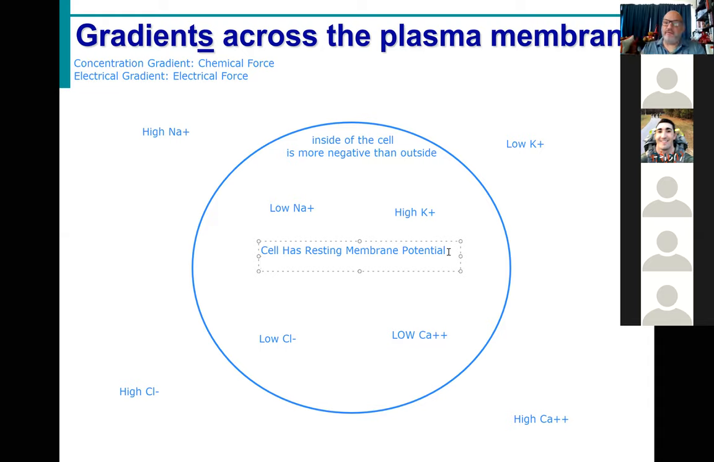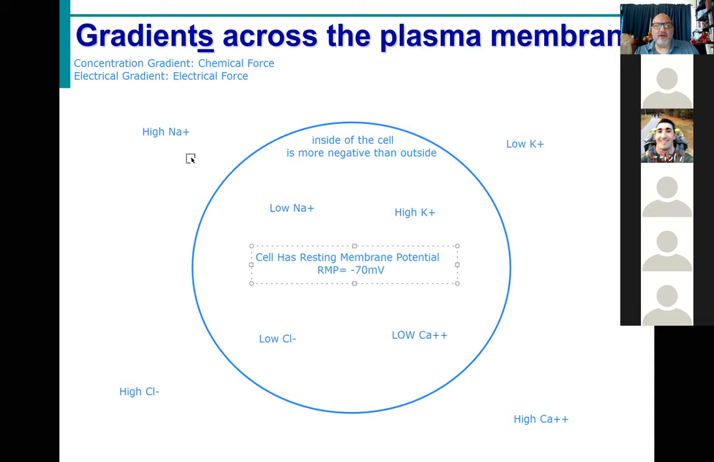And we can actually measure this with a voltmeter. If we put a voltmeter on here, what we will see is that the resting membrane potential of a cell is about negative 70 millivolts. So on average, the inside of the cell is much more negative than the outside of the cell. So when a cell is at rest, this is the condition of the cell. Low amount of sodium, low amount of chloride, low amount of calcium, high amount of potassium, and negative on the inside. Are we comfortable with that as a starting point? This is really the only new piece of information we've added here.